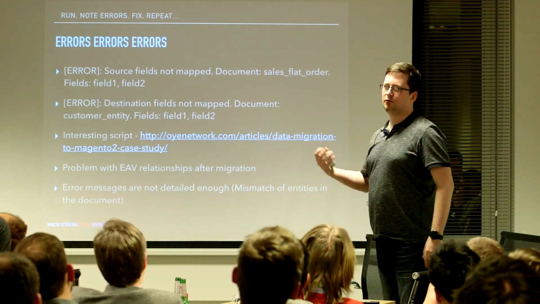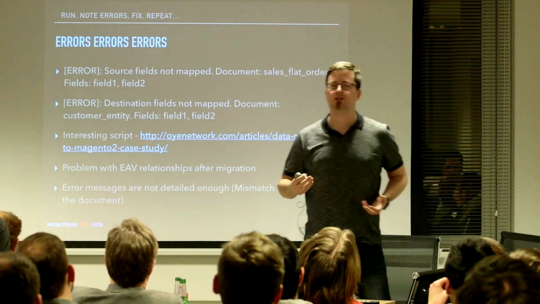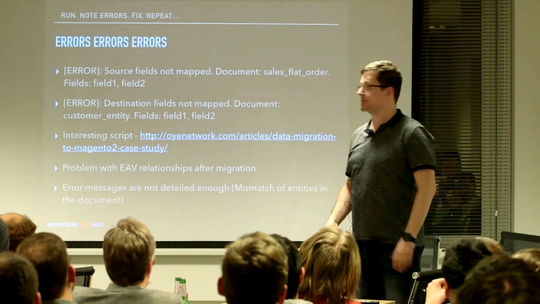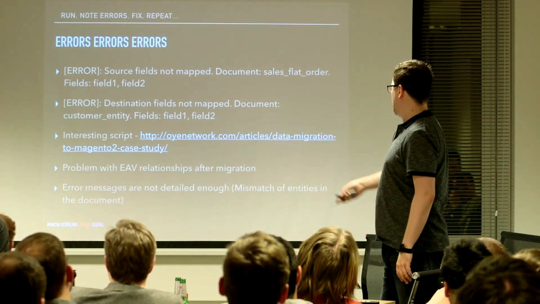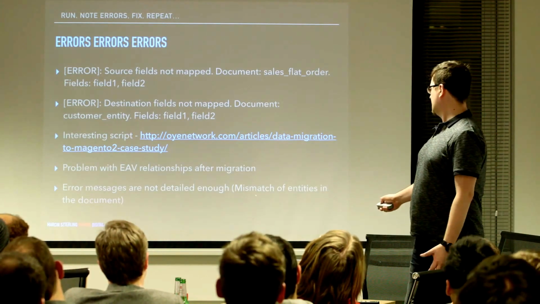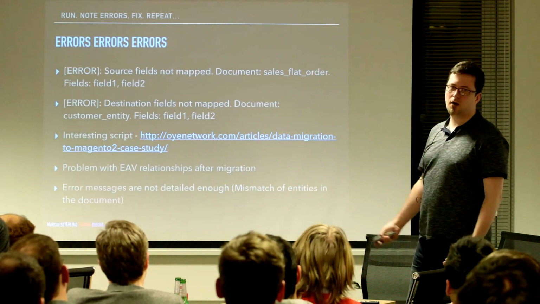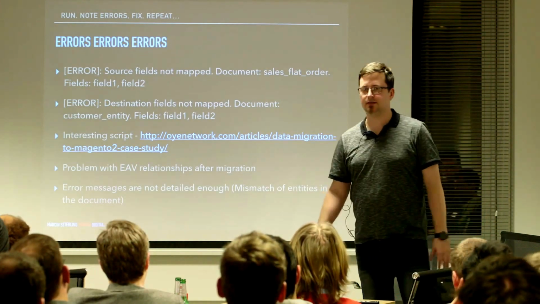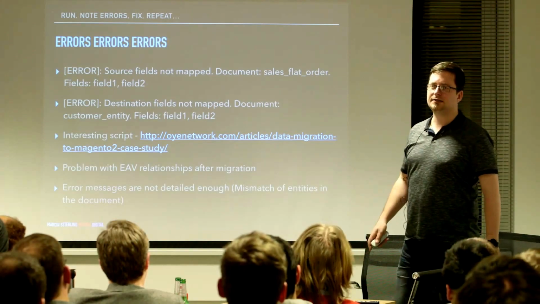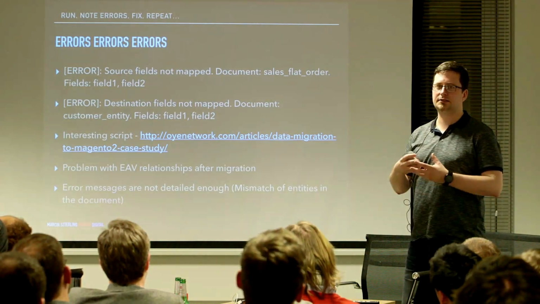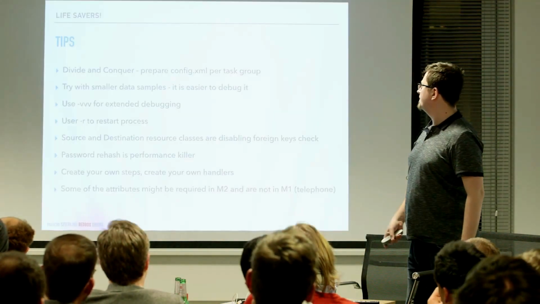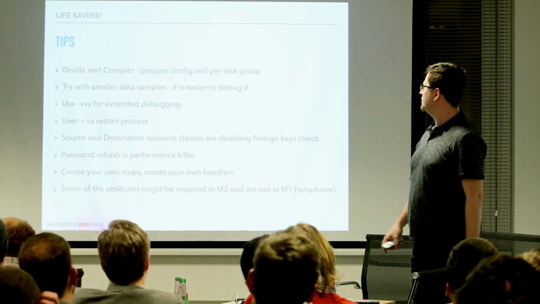The way we fixed it was after the migration, we go to those 3 additional tables and we fix it ourselves. And yeah, as I said, those error messages are not detailed enough. For example, mismatch of entities in the document. Wow, great. Which document, what entities? So what I ended up doing was I was going into the class itself and extending the error messaging so I can at least see what kind of entities they're talking about. So yeah, it's a great tool, but I don't think they finished that.